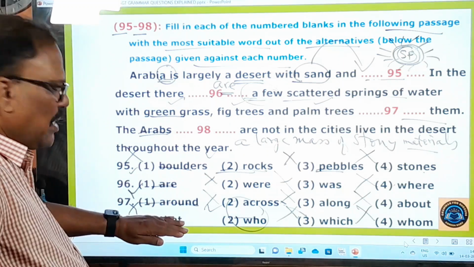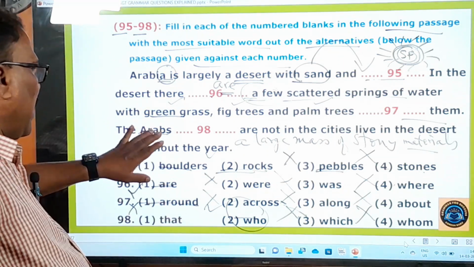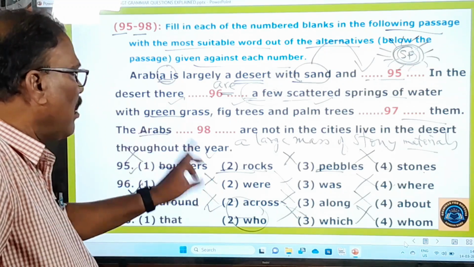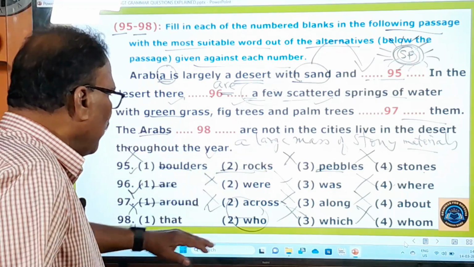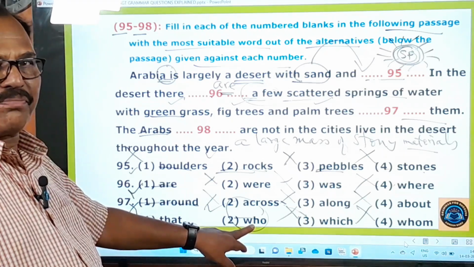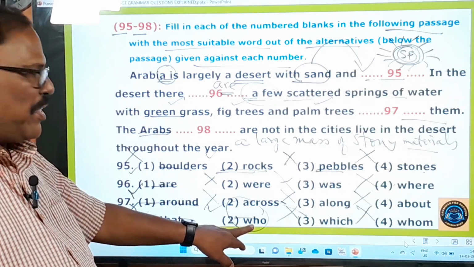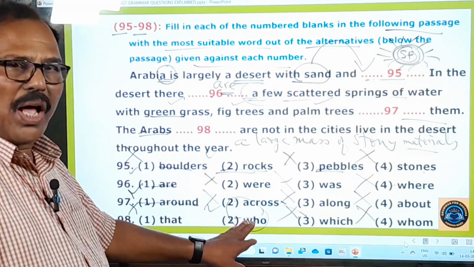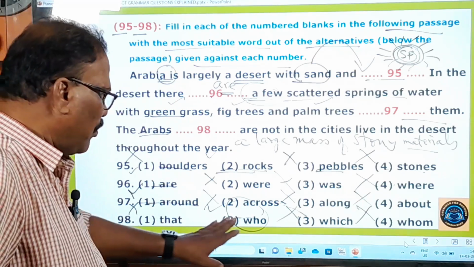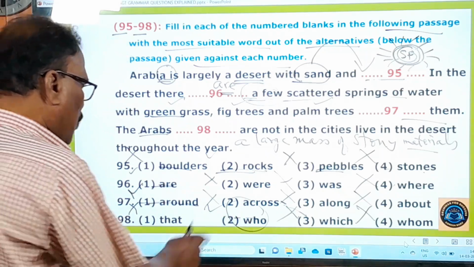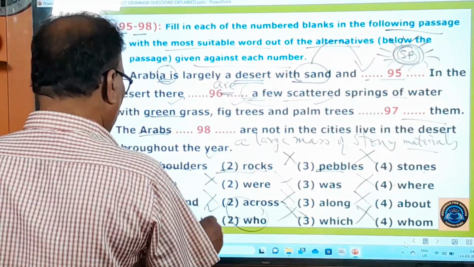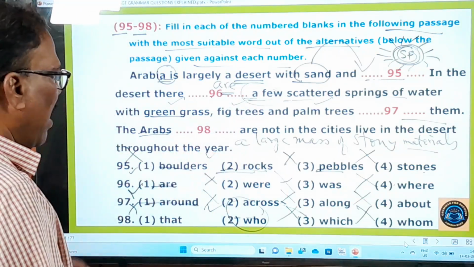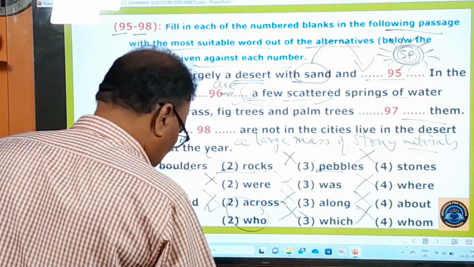Of course, this one is also almost correct. The Arabs that are not in the cities, that's right. The Arabs who are not in the cities. But comparatively, this is better. This is much more appropriate than this one. Therefore, we are going with this, not with this one. So who should be used? So the second one. So the Arabs who are not. So this is how we have to fill in this small passage in the examination.